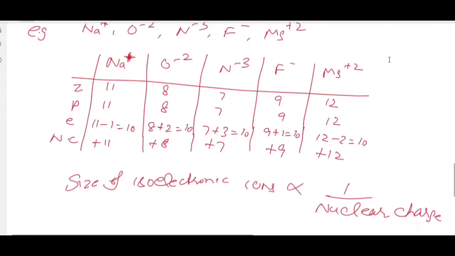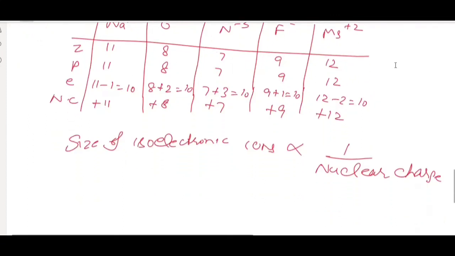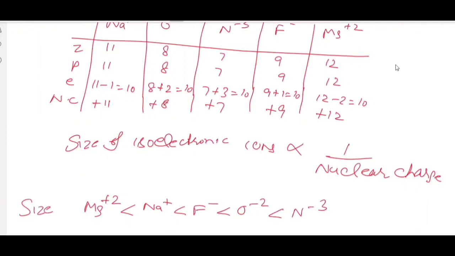सो आप यहां देखेंगे कि सबसे ज्यादा न्यूक्लियर चार्ज किसका है, Mg+2. सो Mg+2 का न्यूक्लियर चार्ज सबसे ज्यादा है, तो Mg+2 का साइज सबसे कम होगा. उसके बाद Na पॉजिटिव, उसके बाद F नेगेटिव, उसके बाद O-2 और N-3 सबसे ज्यादा होगा. सो दिस इज द साइजेस एंड दिस इज द कंपैरिजन अबाउट द साइज ऑफ isoelectronic ions.